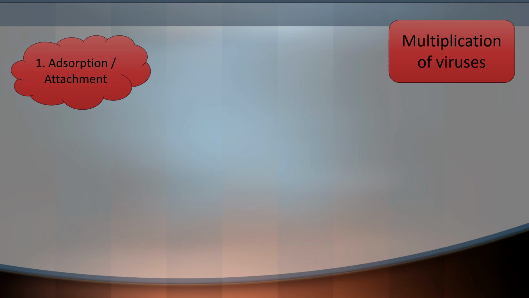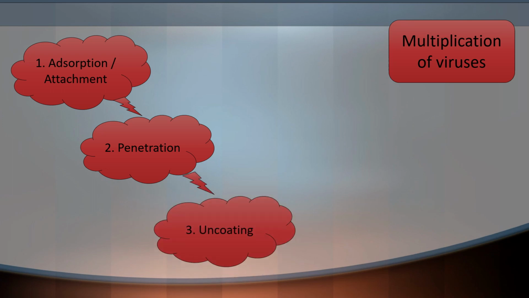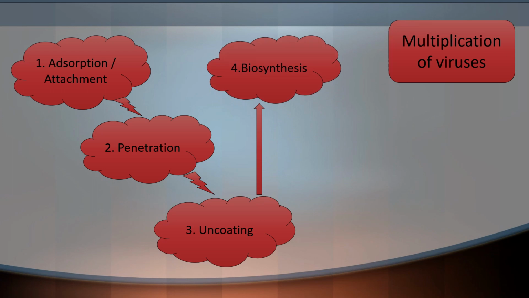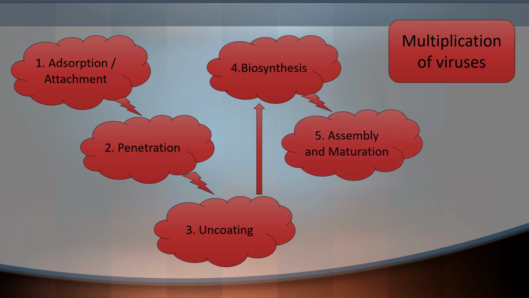In multiplication of viruses, the first step is adsorption or attachment, that is attachment of a virus cell to the cell surface. Second is penetration, the penetration of the entire virus or the genome of the virus. Third is uncoating, that is removal of the external parts, that is capsid or envelope of the virus, and then penetration of the viral genome inside the cell. Fourth is biosynthesis, synthesis of various molecules that are required for formation of the virus. Assembly and maturation: after synthesis of various biomolecules required for multiplication of the virus, these biomolecules assemble and carry out maturation, and further they release out of the host cell.